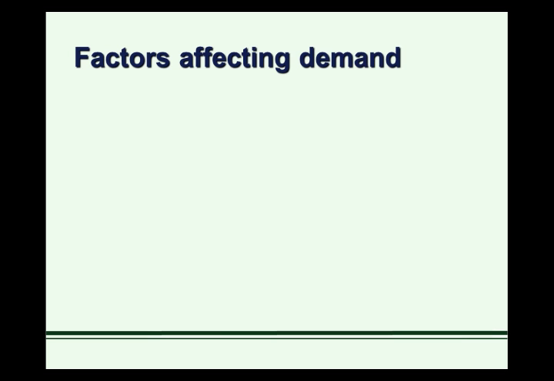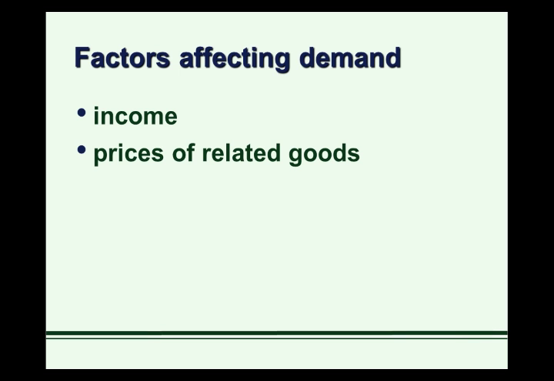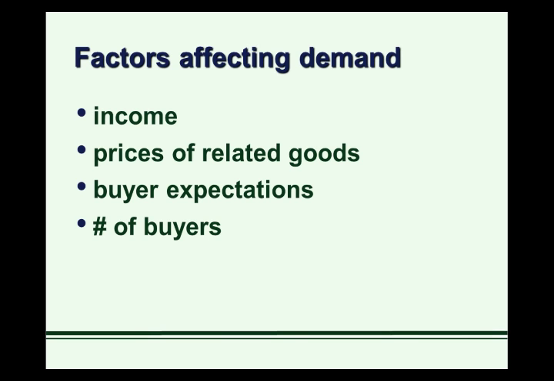Factors affecting demand include several categories. One of those is income, prices of related goods, buyer expectations, the number of buyers, and preferences. Now let's talk about each of these a little bit more. So in the case of income, most goods are normal goods. Higher income means we purchase more goods.